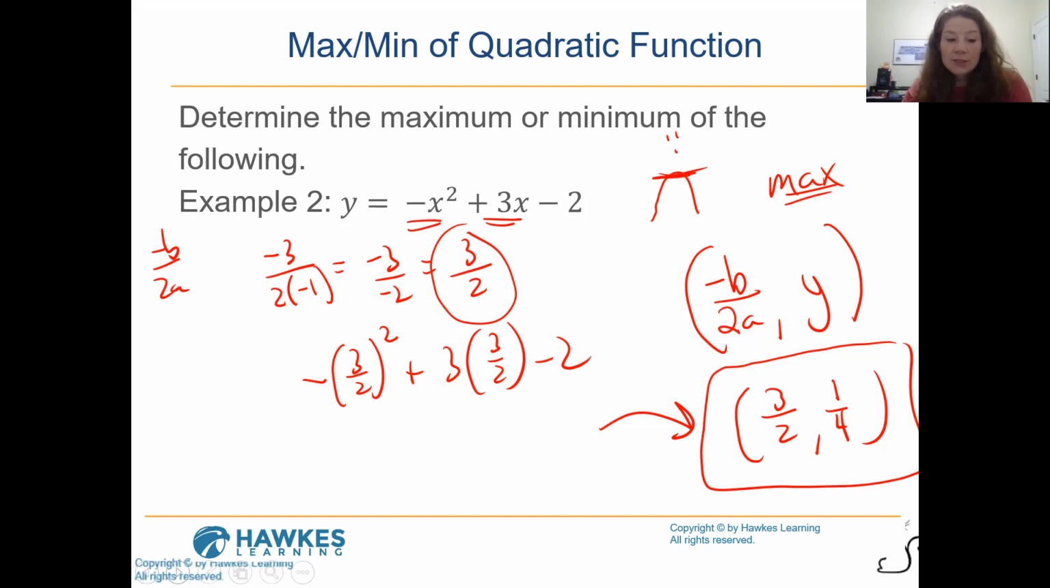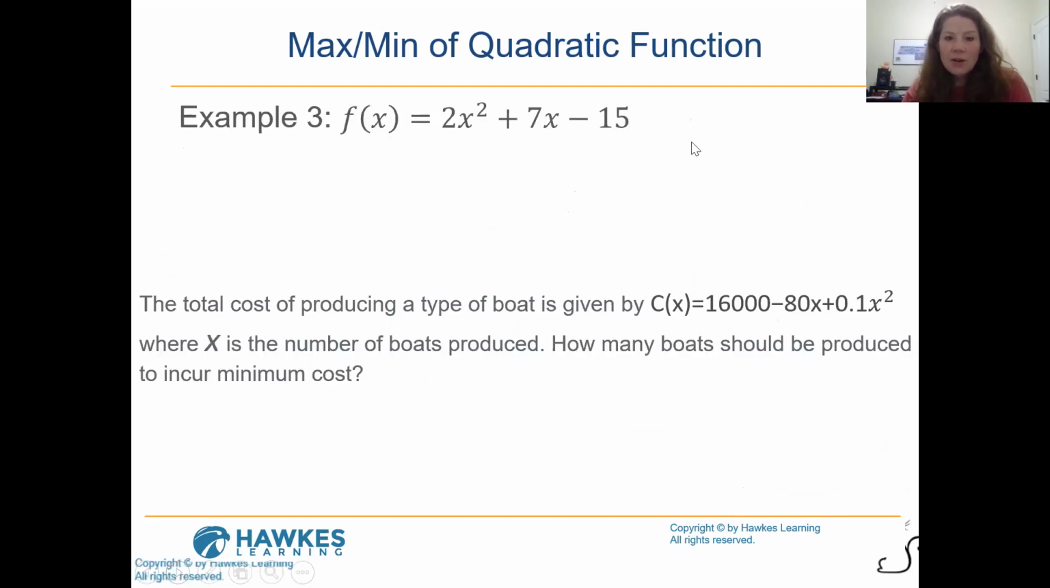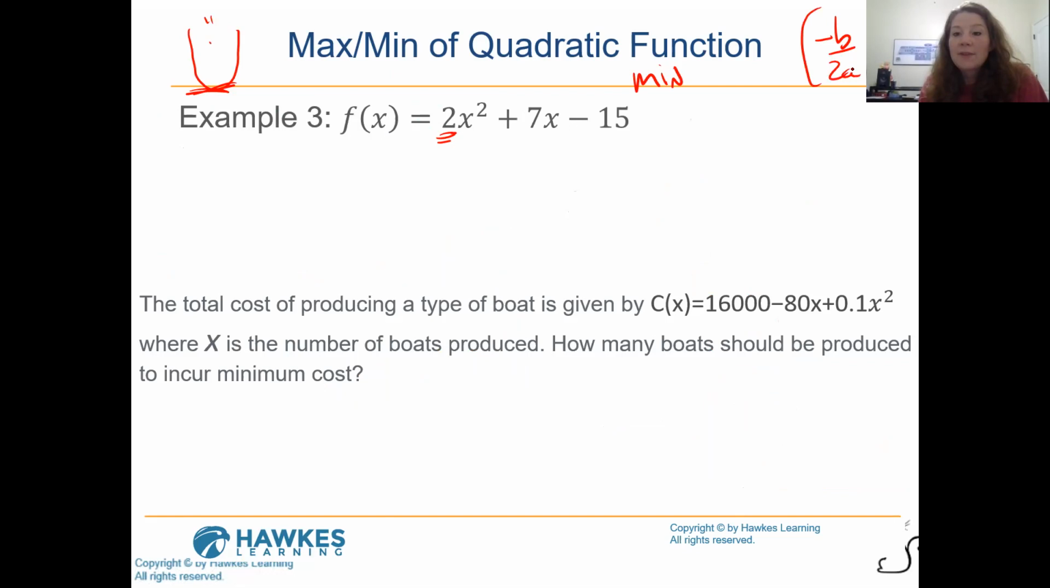All right, let's try another one. All right, here we have, is this a positive parabola or a negative? It's a positive, right? Which means we have a minimum. So we're going to pick the button that says minimum, and then we're going to use negative b over 2a to figure out what x is, and then we're going to plug it in to figure out what y is.